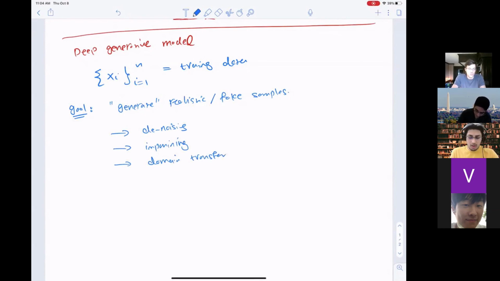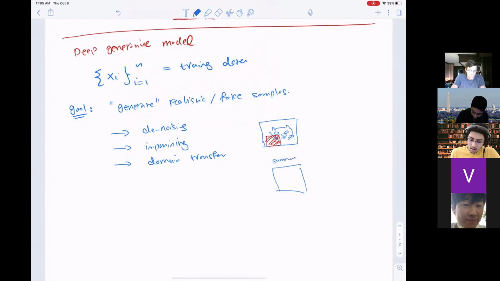So for example, let's say you have images of cats and dogs, and then I give you an image of a cat that is noisy or has some part of it missing. Then if I have a good generative model, I may be able to do inpainting and fill in the missing parts. Or if you are given an image from a summery scene, and then you want to get some samples from a wintry scene. Again, if you are able to learn some distributions of these data sets, you are able to tackle these types of problems quite efficiently.